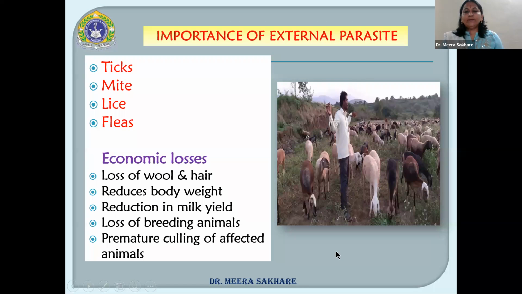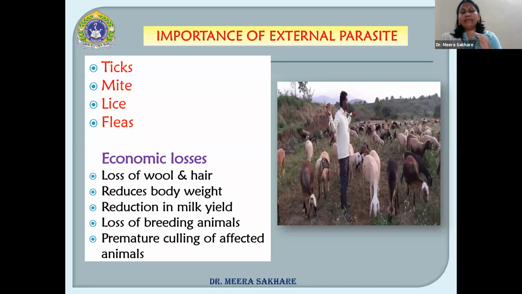So this is the importance of external parasites. We found there are two types of parasites, endoparasites and ectoparasites. Whenever animals have a parasitic infestation, we can find economic losses due to the endo or ectoparasites. Endoparasites are very difficult to diagnose. On the basis of fecal examination or pot belly appearance, rough skin coat, we can diagnose the disease, or submandibular edema. But these external parasites are very much visible to the naked eye.